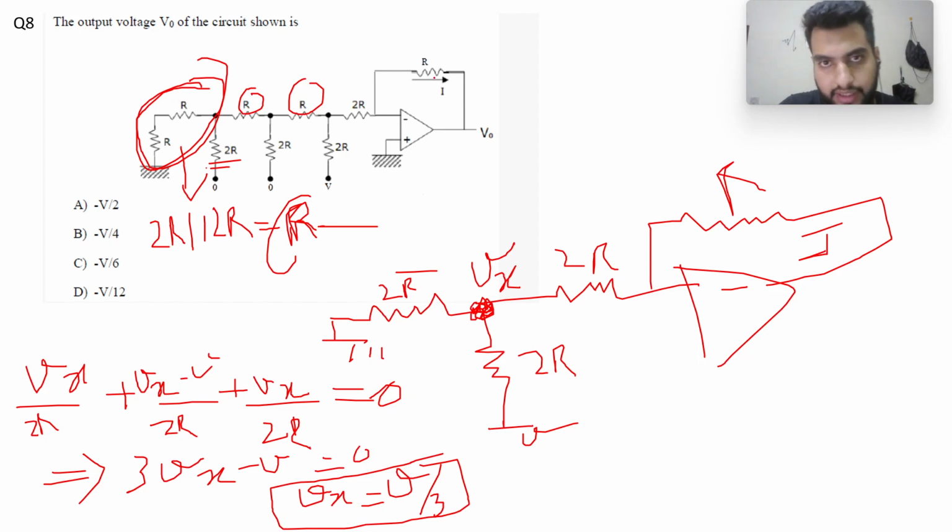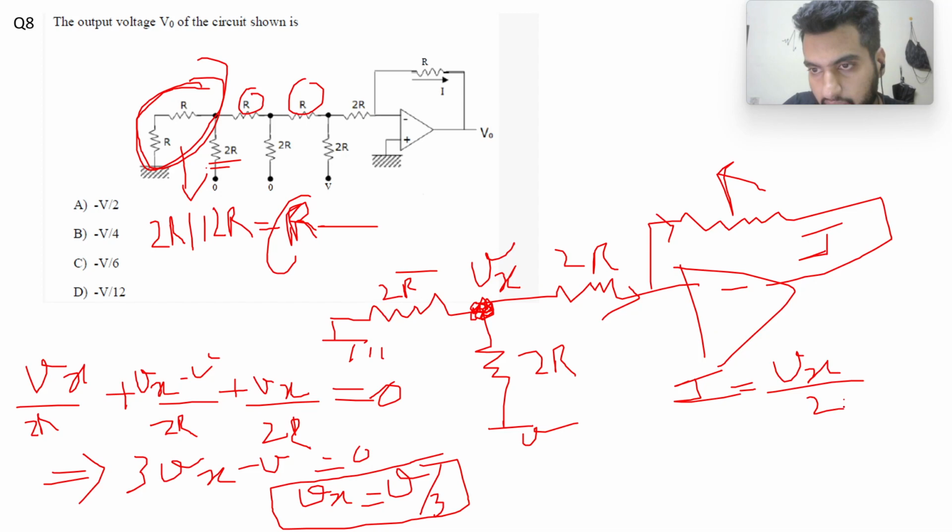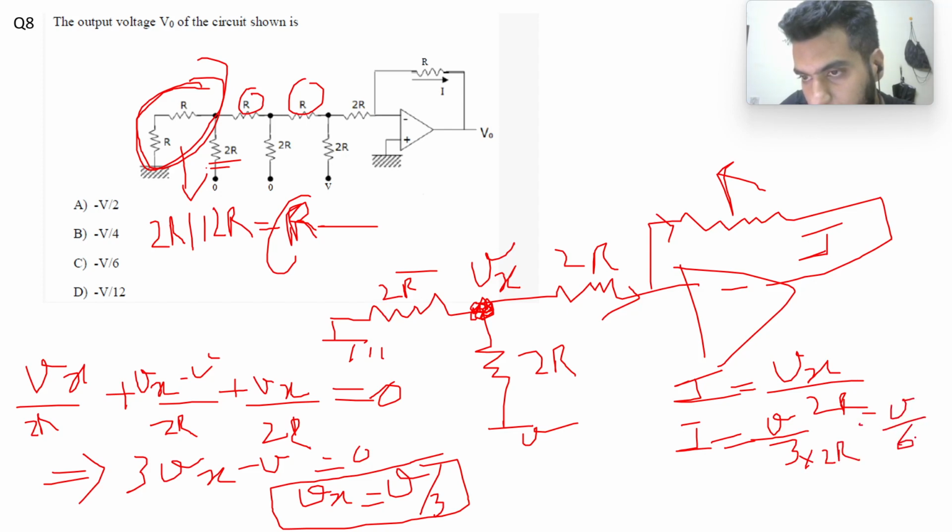Now what we have here is this current I flowing through this, and the same I is flowing through this. So I is simply equal to Vx by 2R. How? Because this is a virtual ground, so this node is at 0. Vx minus 0 is Vx, and Vx by 2R is your current. So I is equal to Vx by 2R, and plugging the value of Vx as V by 3, we can write V by 3 times 2R. So I is simply equal to V by 6R.